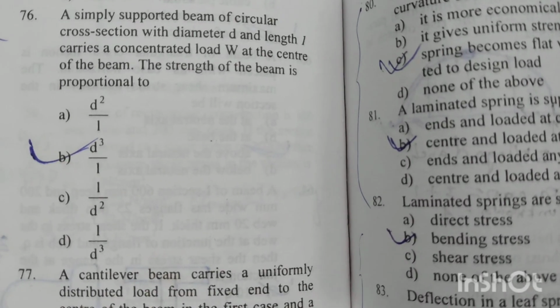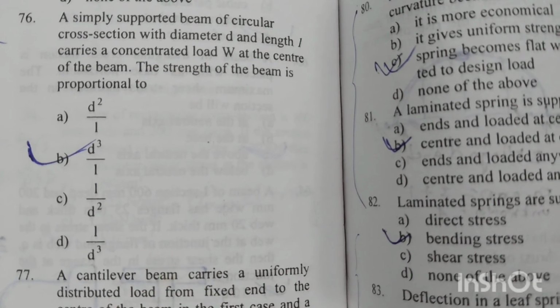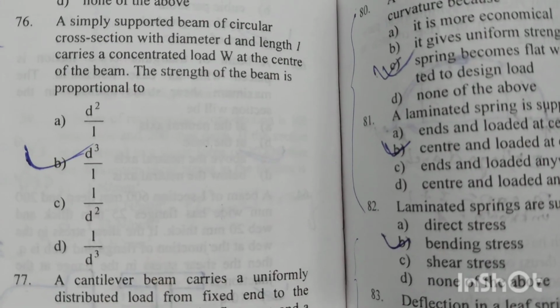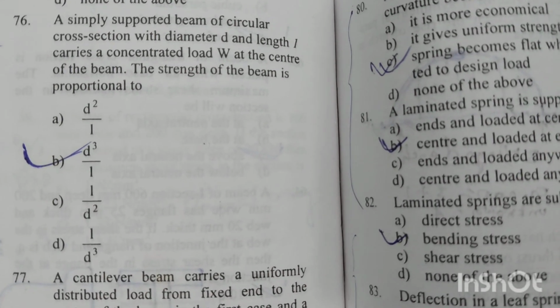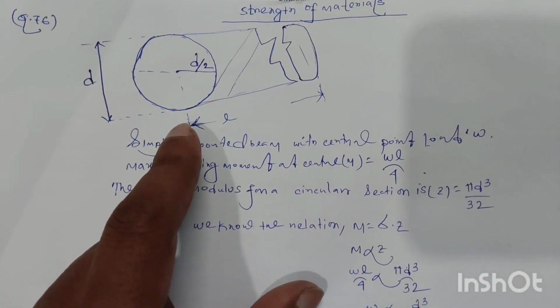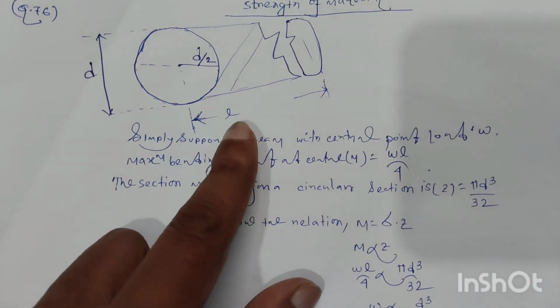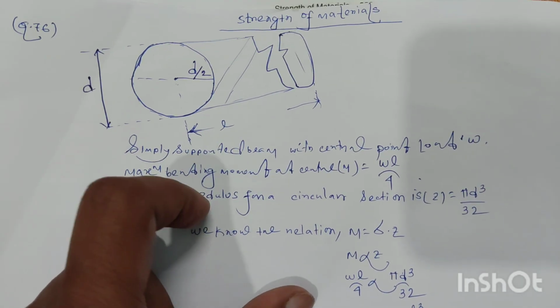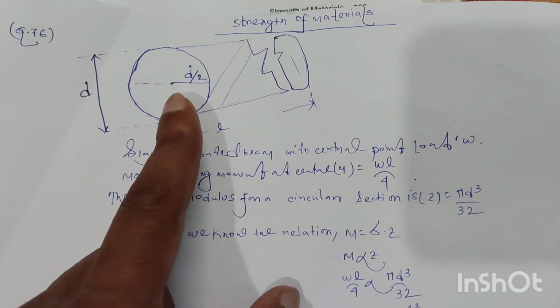Question number 76. A simply supported beam of circular cross section with diameter small d and length L carries a concentrated load W at the center of the beam. The strength of the beam is proportional to simply supported beam with central point load W. The total length of the beam is L and the diameter of the beam, that is circular in section, is small d.